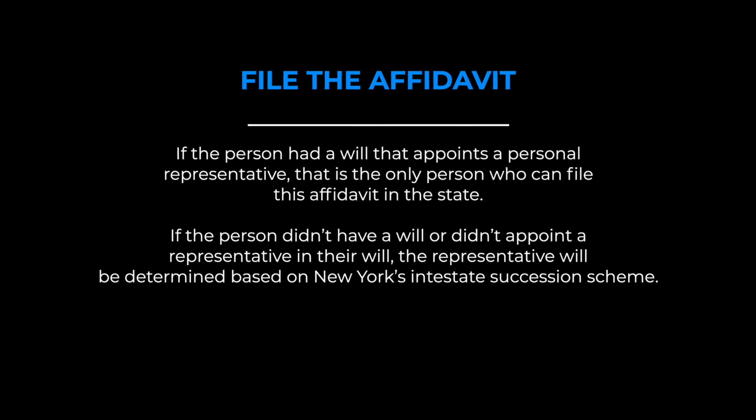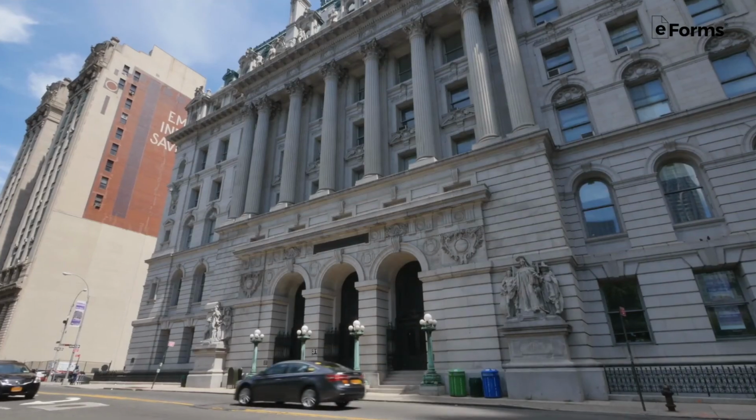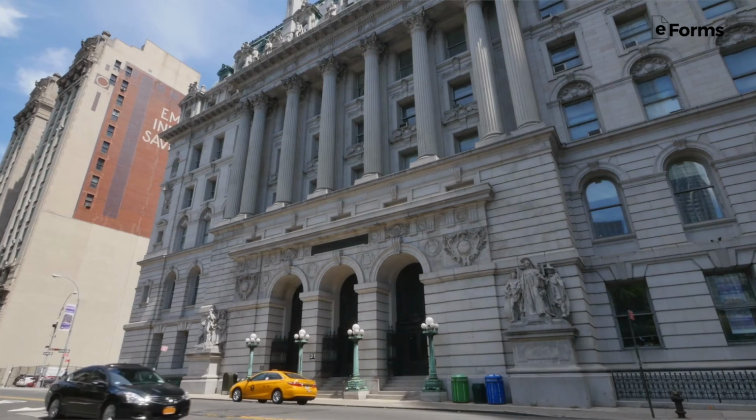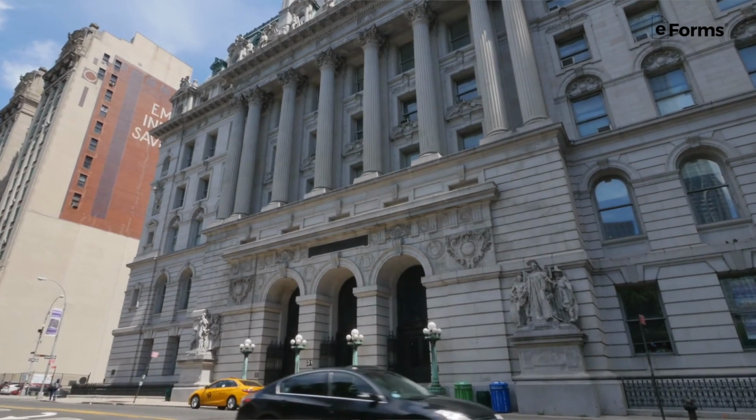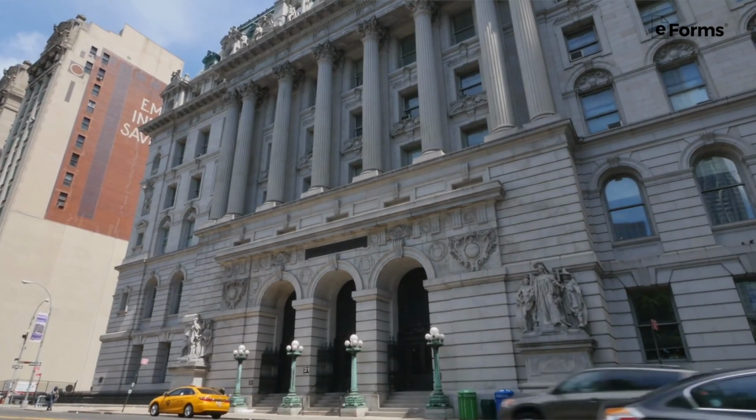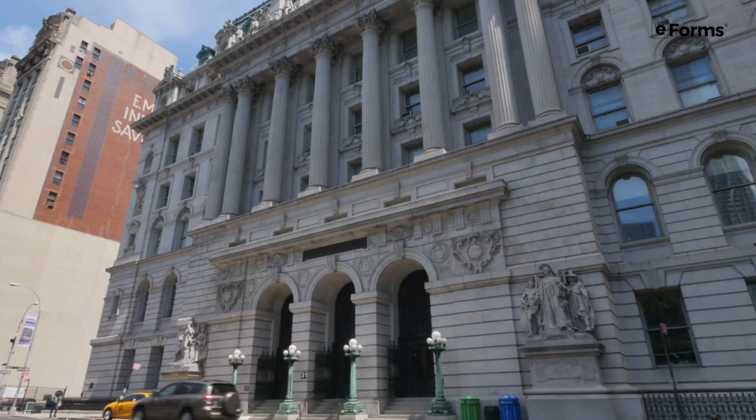File the affidavit. If the person had a will that appoints a personal representative, this is the only person who can file this affidavit in the state. If the person didn't have a will or didn't appoint a representative in their will, the representative will be determined based on New York's intestate succession scheme. Finally, they have to visit the county court local to the deceased person's final permanent residence to complete a New York small estate affidavit and file all of the additional documentation.